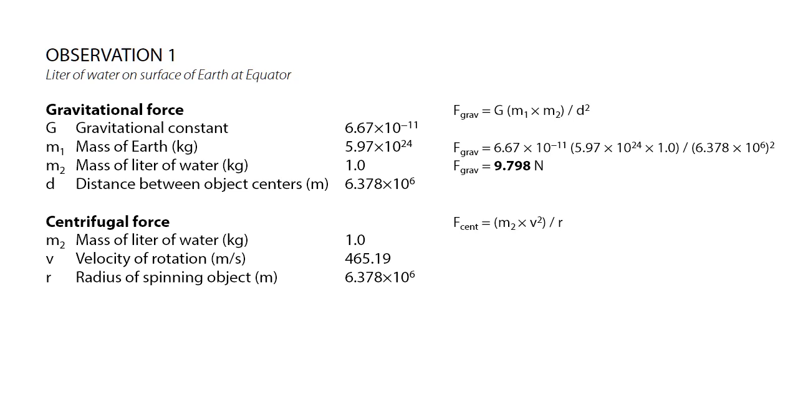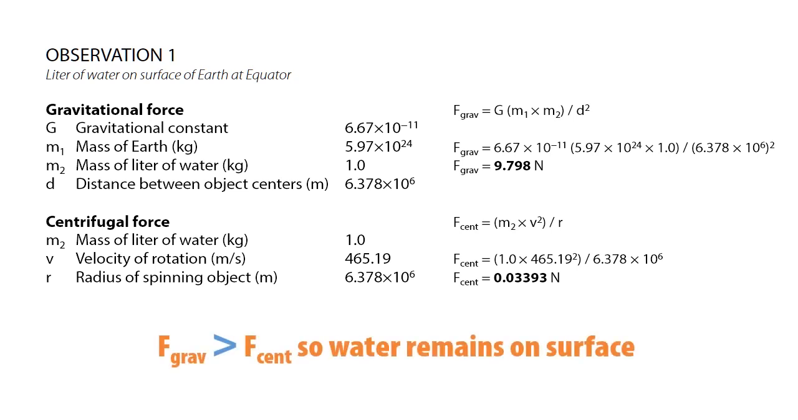This is the same number as the distance between the centers of the two objects, because the fraction of a meter's distance to the center of the container won't make a material difference to the outcome. Crunch the numbers, and the centrifugal force on a liter of water is 0.03393 newtons. Compare the two numbers and it's obvious that the gravitational force on the liter of water is greater than the centrifugal force. The water doesn't fly off the surface of the Earth.